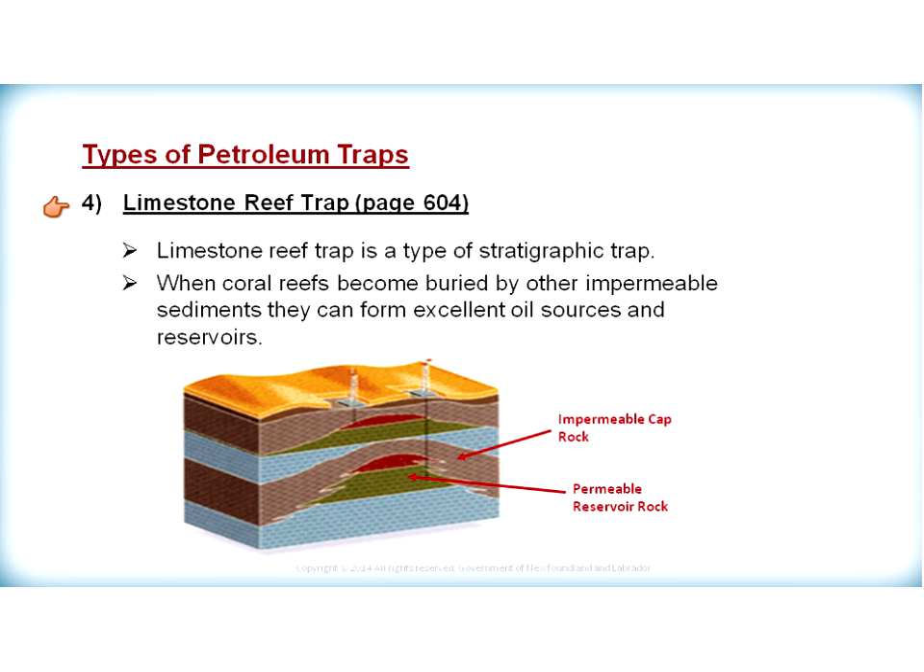And the fourth type of petroleum trap is called the limestone reef trap. A limestone reef trap is a type of stratigraphic trap. When coral reefs become buried by other impermeable sediments, they can form excellent oil sources and reservoirs. In the diagram below, we have a permeable reservoir rock overlain by an impermeable cap rock. And in these stratigraphic layers, the oil and the gas can get trapped by the impermeable cap rock that's located above.